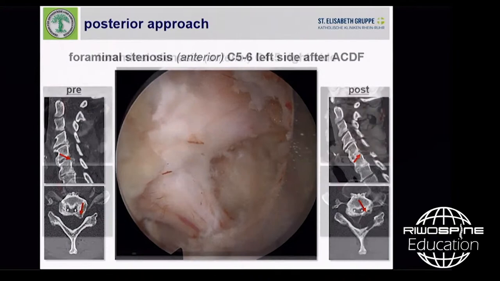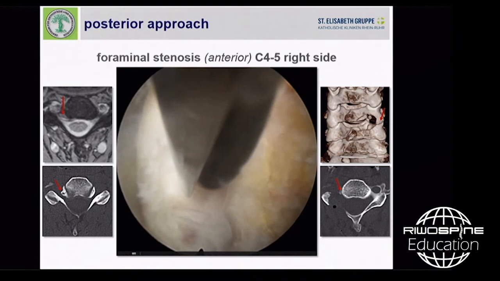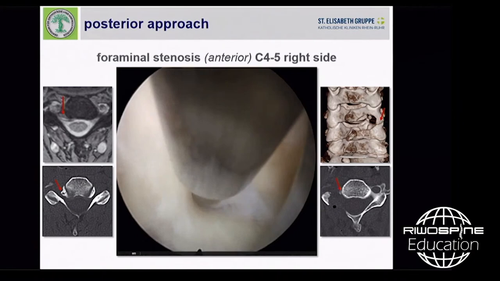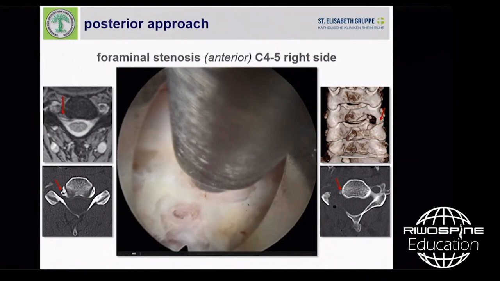Another example, C4, C5 foraminal stenosis. So decompression here for this quite lateral pathology. Just to show you what is possible, a pure decompression, and then a posterior decompression of the foramen, and then anterior decompression of those osteophytes.